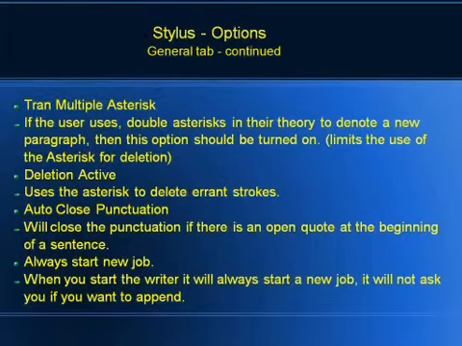All right, tran multiple asterisks. This is all still on the general tab. Tran multiple asterisks. If you guys are using double asterisks to denote a new paragraph, then you want to turn this on. The only problem with doing that is if you have more than one deletion and you're using asterisks, you're not going to be able to do that because it's going to want to put a paragraph in there. All right. Deletion active. I don't know why anybody would have this turned off, but we have it in there, so you can if you want.